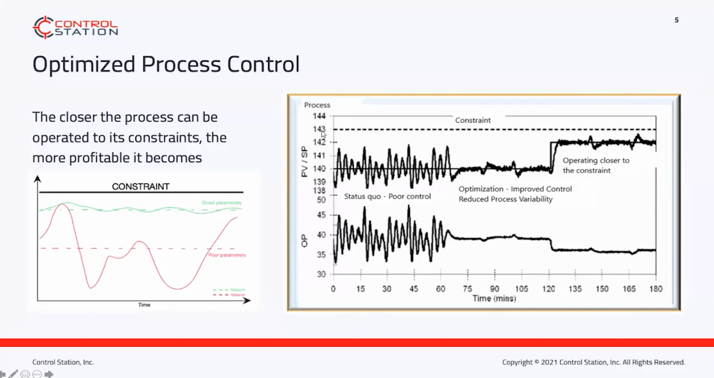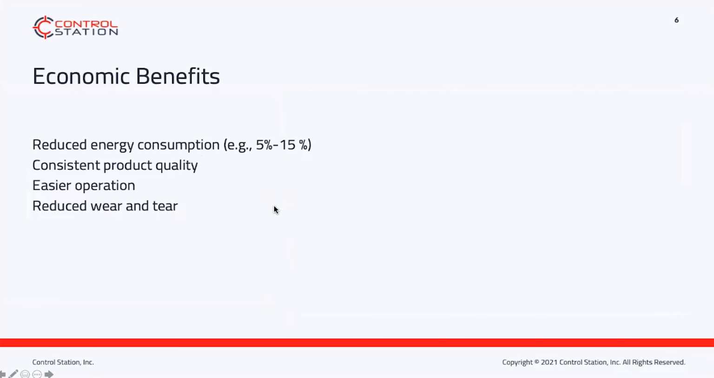The small peaks you can see here are likely caused by disturbances and cannot be fixed by tuning. But because these variations are so much smaller than they originally were in the first part, you can move the set point closer to the operating constraint. And by operating closer to the operating constraint, you get the benefits of an optimized performance, meaning you reduce the energy consumption. Typically, this reduction is between 5 and 15%. You get a more consistent product quality. It's easier to operate, and it reduces the wear and tear on the equipment.